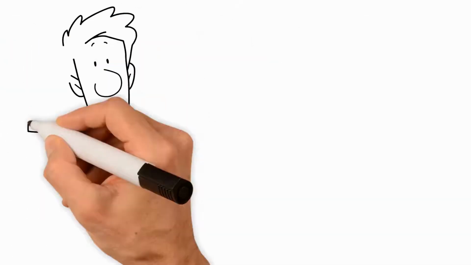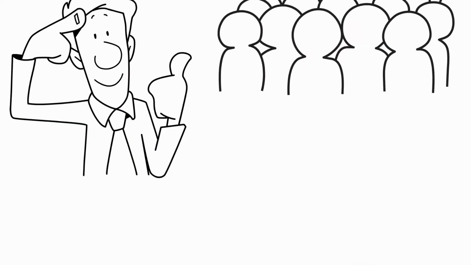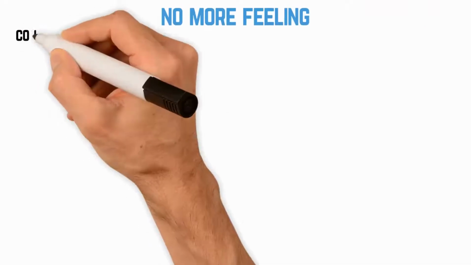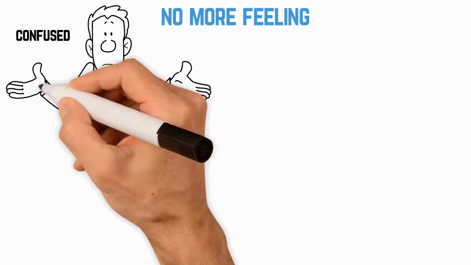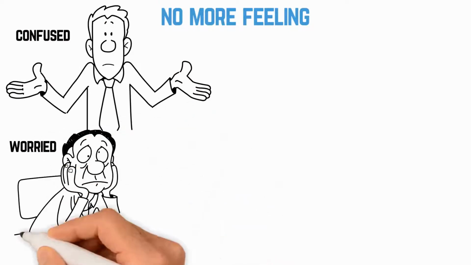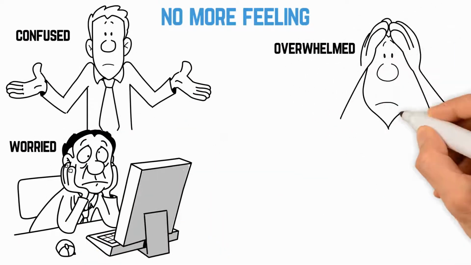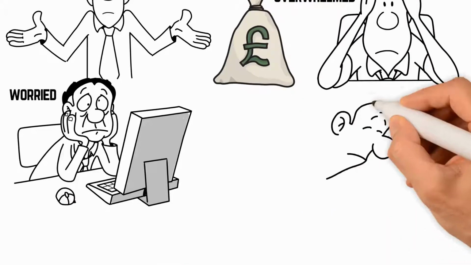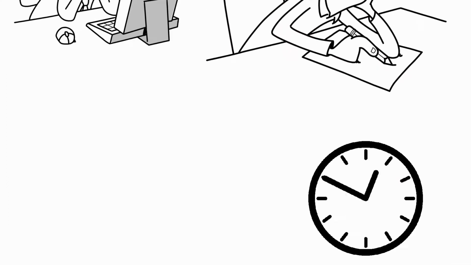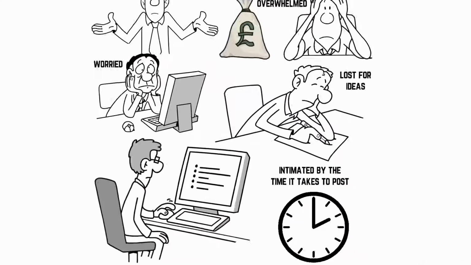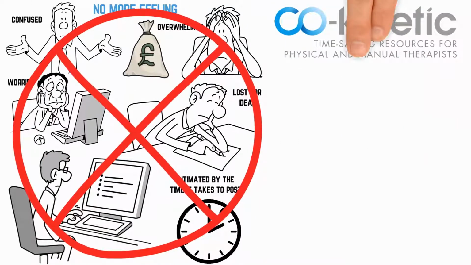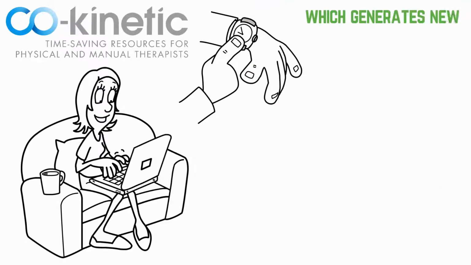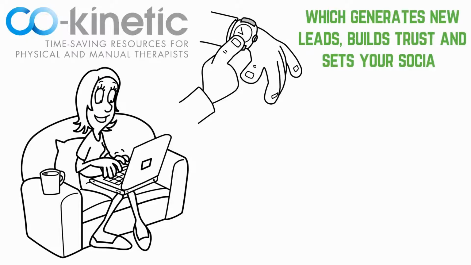This is a ready-made marketing strategy that's working for thousands of physical and manual therapists across the world as we speak. No more feeling confused about what you should be focusing your attentions on, or worried that you don't have the technical skills to do it, or overwhelmed by the cost or ability required to create great social media content, or lost for ideas on what topics to create content on, or intimidated by the time it takes to post it on your social networks. Through Co-Kinetic, you can run a new campaign every month in less than 10 minutes, which generates new leads, builds trust, and sets your social networks on fire.